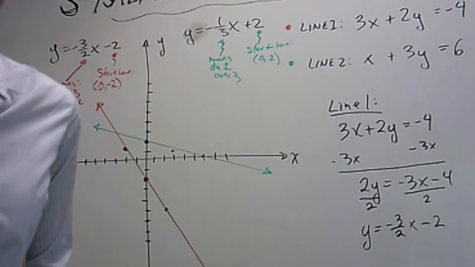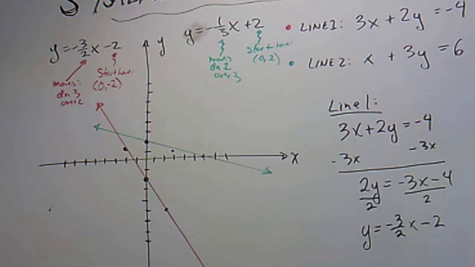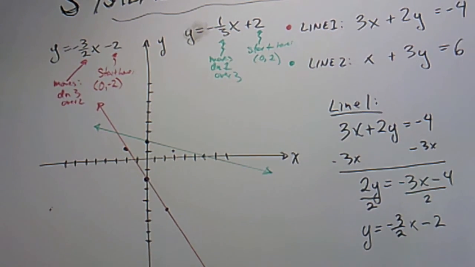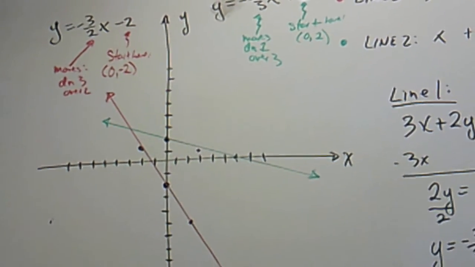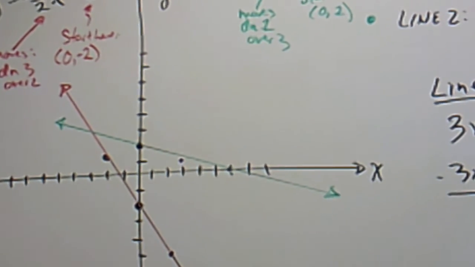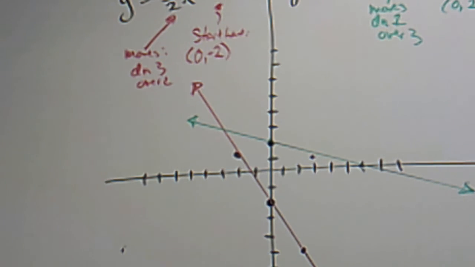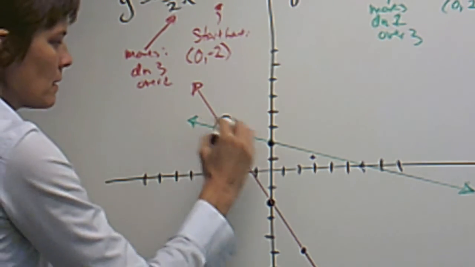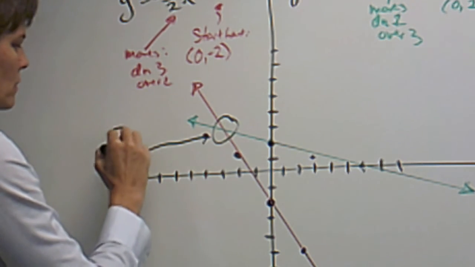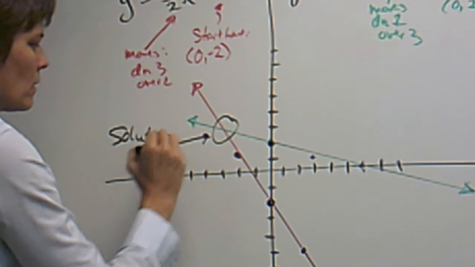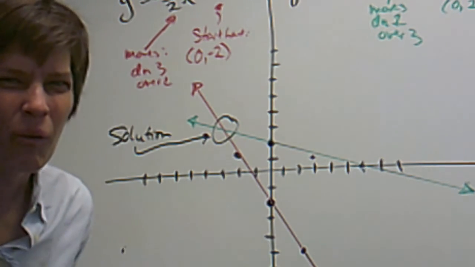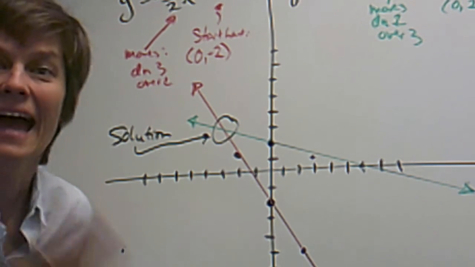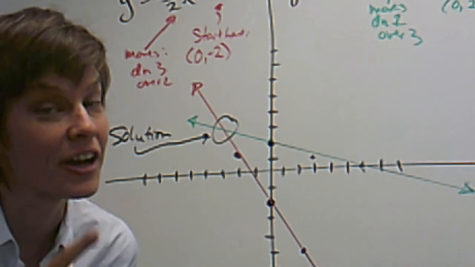Okay, can we see it? Do you see where they cross? Let's zoom in on that. That's where they cross. This is the solution. Okay, where they cross is always a solution, but where is that? And how can we be positive that our guess is right?